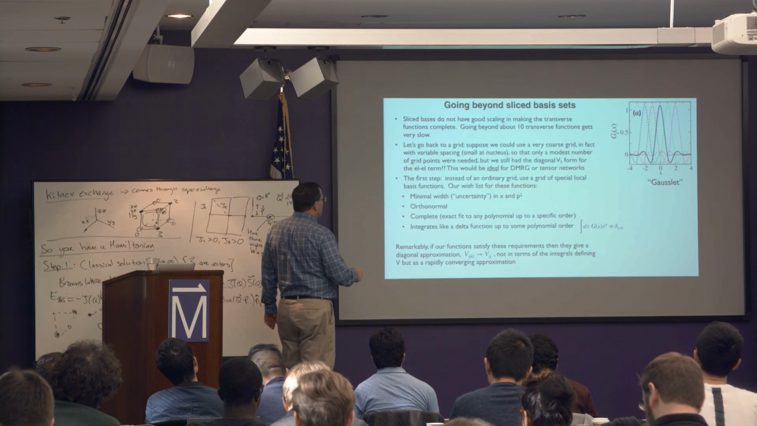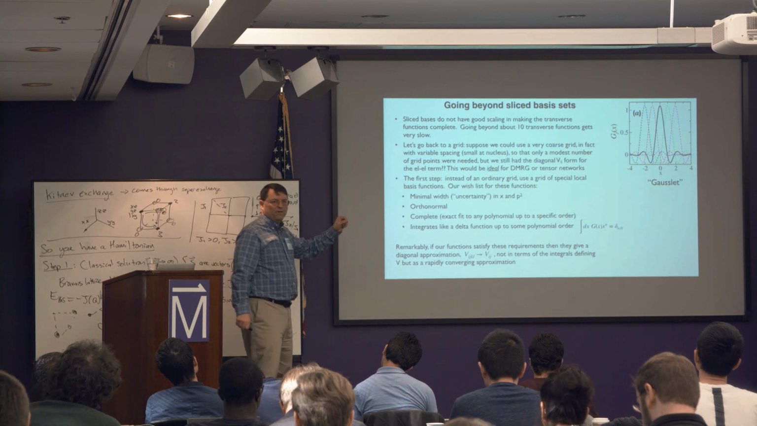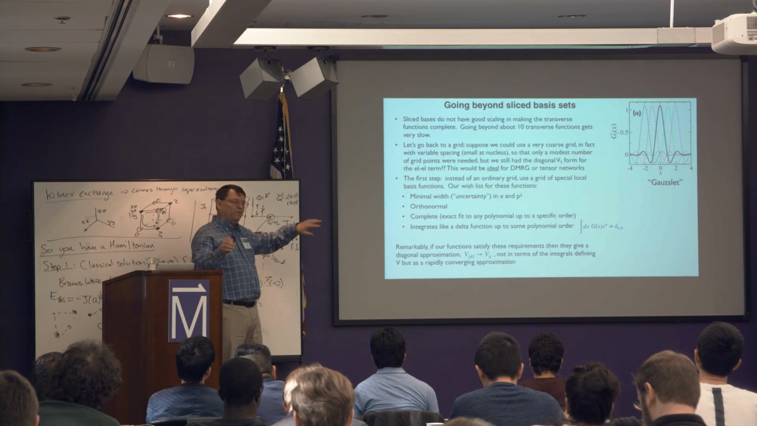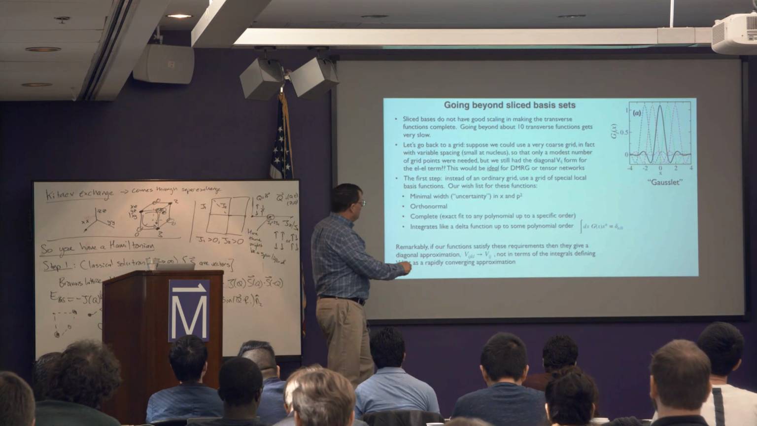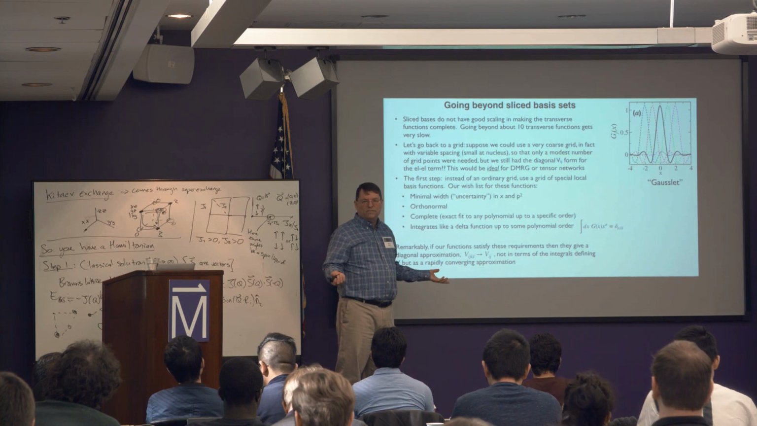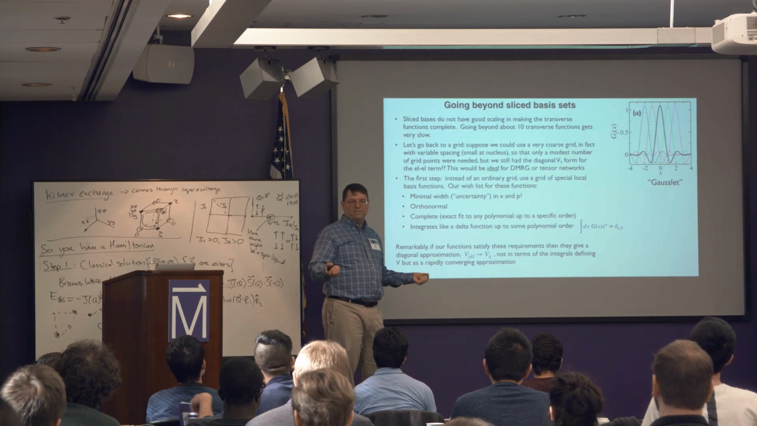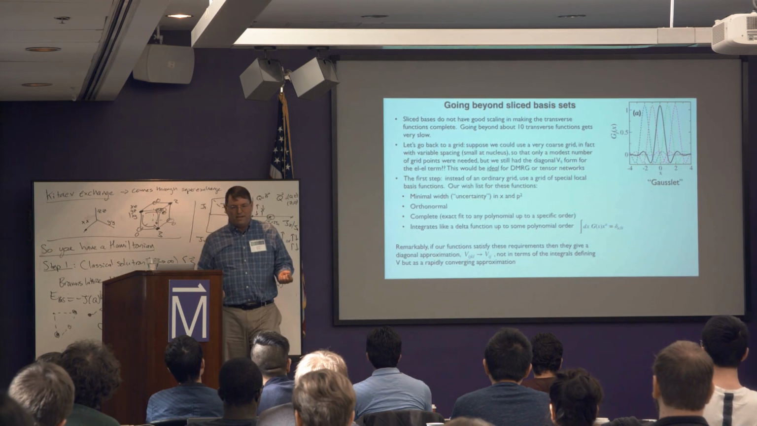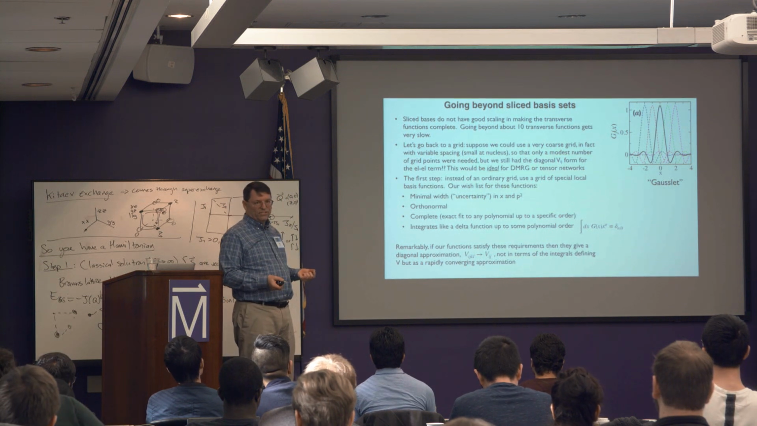So we'd like minimal width or uncertainty in x and not p, but p squared, because we want them to be real functions, not plane wave-like. Okay, so if I just had this criteria, what would be my function? Minimum x and p uncertainty: a Gaussian. That's what you learn in junior level quantum mechanics, right? Oh, let's just do Gaussians. That's our perfect basis function.